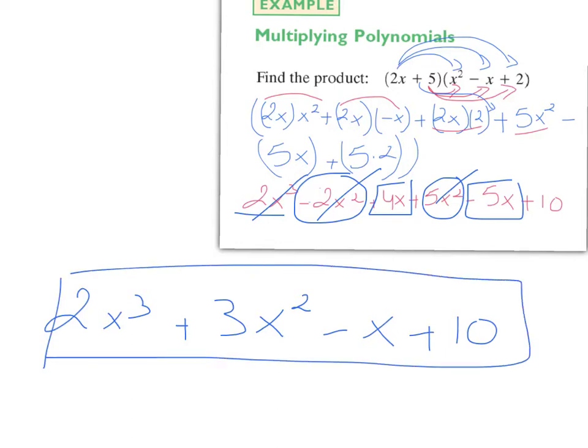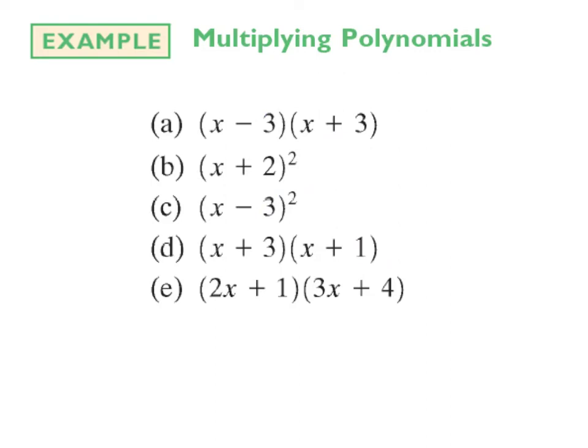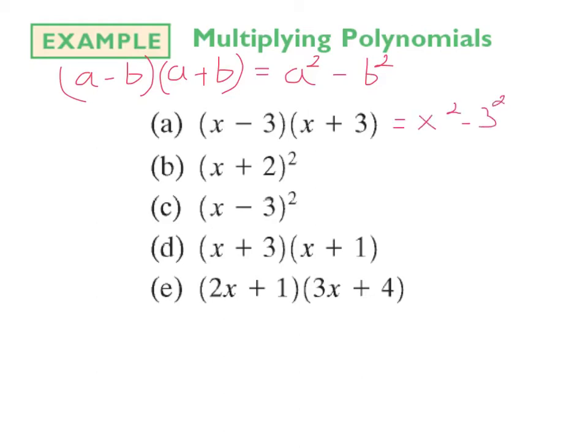Okay. All right, we continue here. We have multiplying polynomials. For a, we have x minus 3 times x plus 3. Well, here we can use a property called the difference of two squares. When we have a minus b times a plus b equals a squared minus b squared. And this is what we can use here. It's going to be x squared minus 3 squared, which is x squared minus 9.